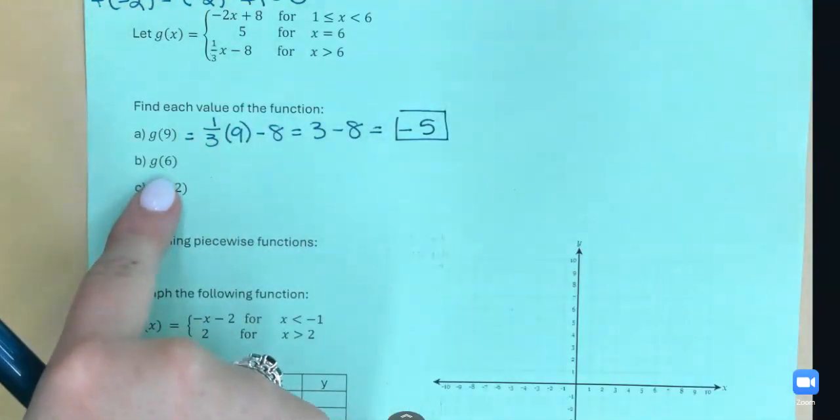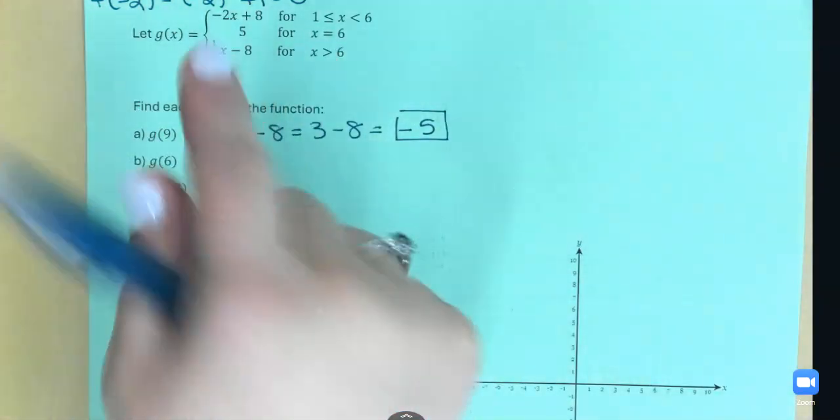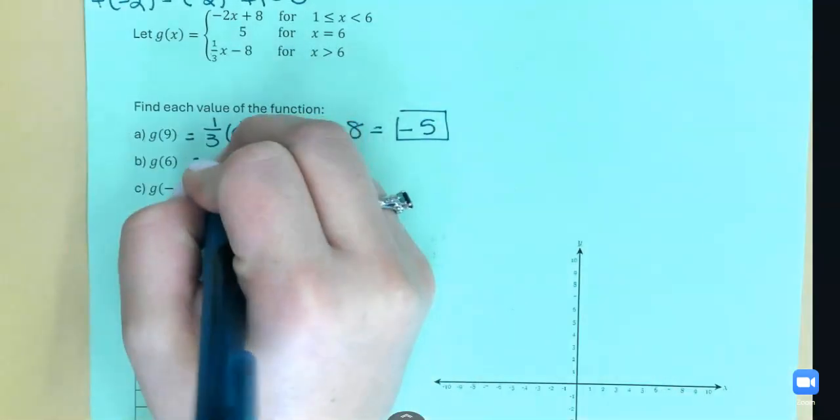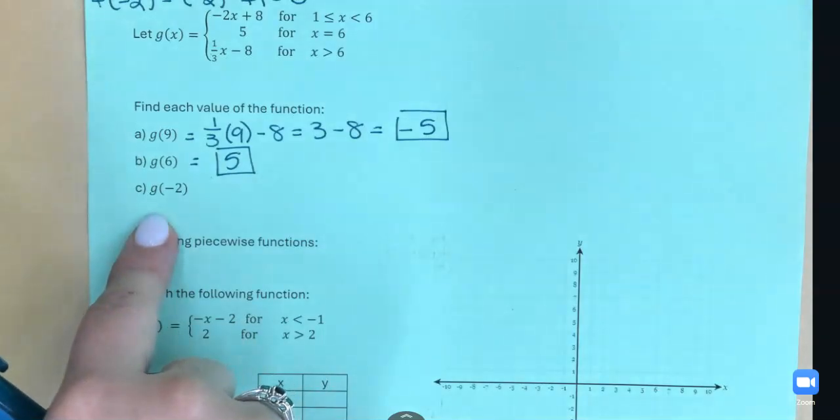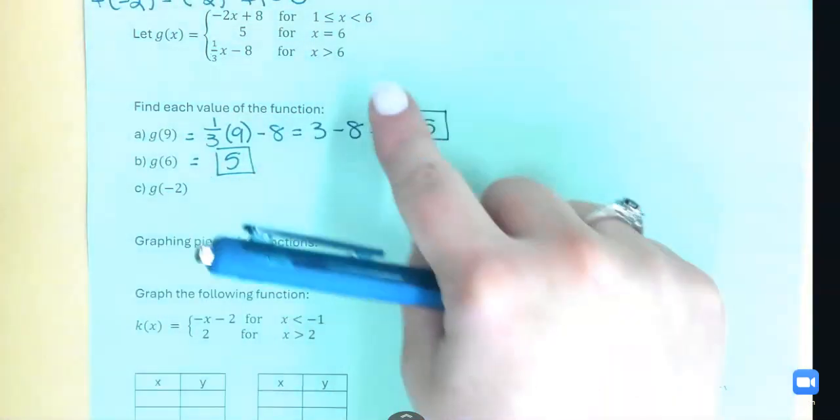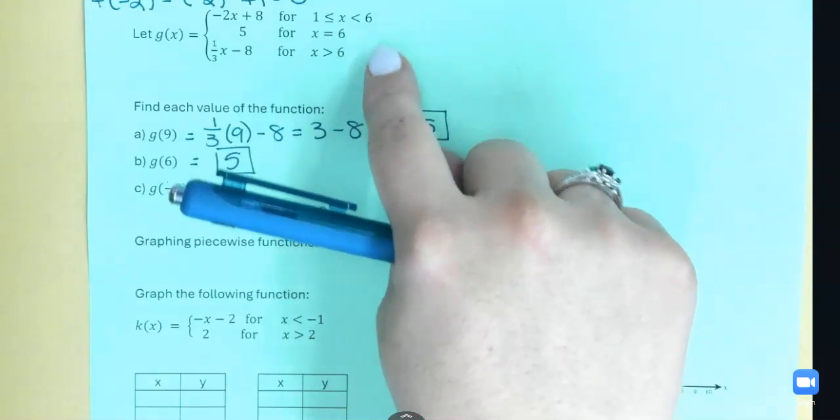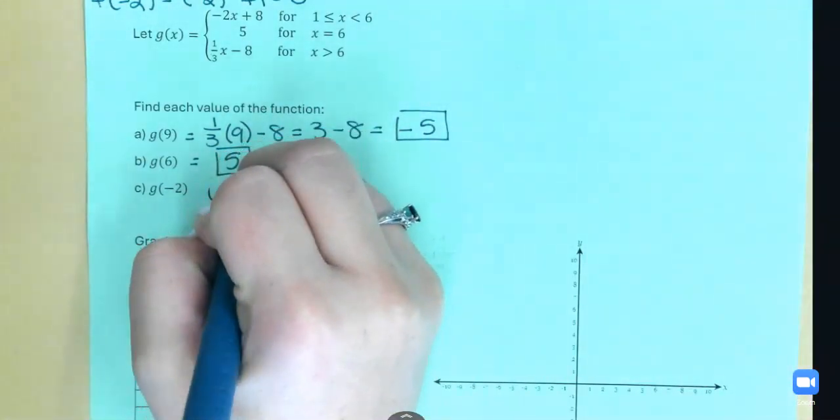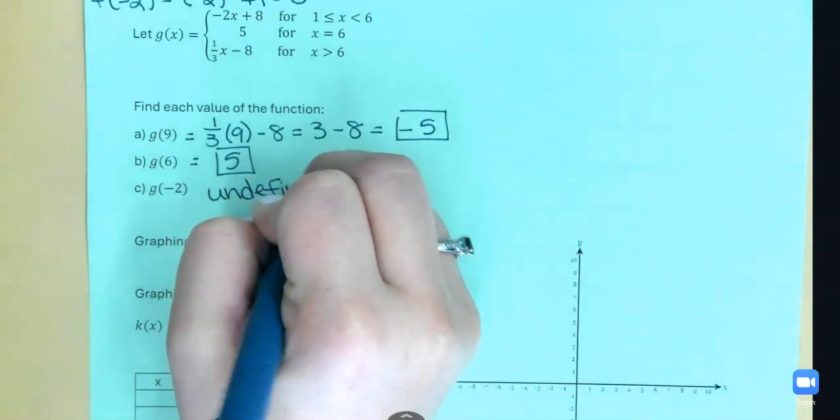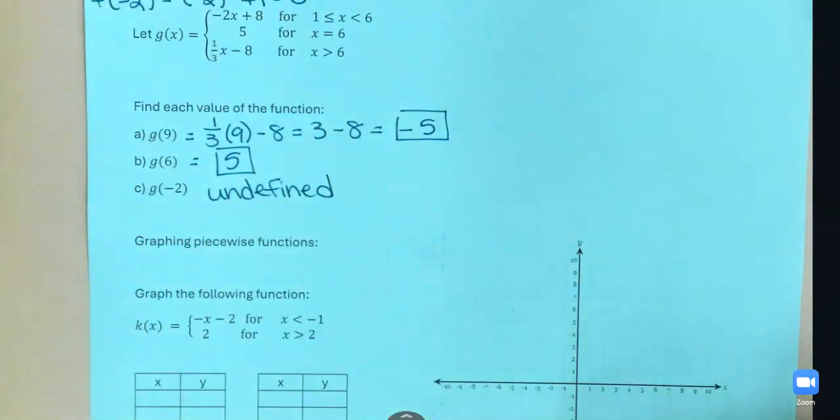For the middle one, g of 6, when x is equal to 6, that just means y is 5. That one, no math involved. And then on the last one, g of negative 2, when x is negative 2, well, that is not included in the domain for this function. So that is going to be undefined. If you have an x value that's not in your domain, it is undefined.